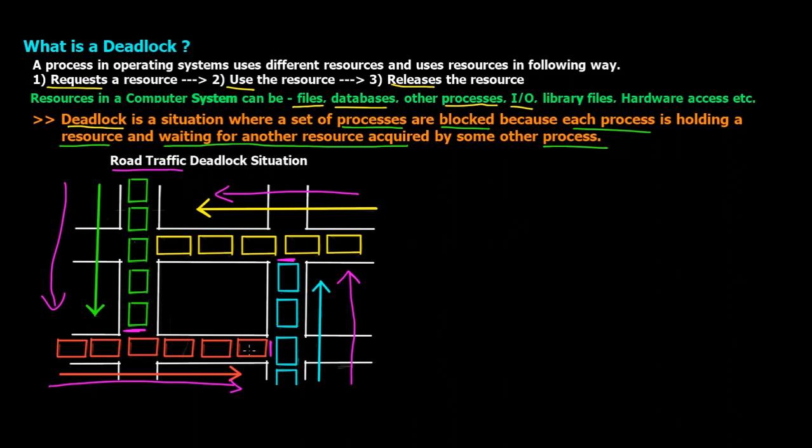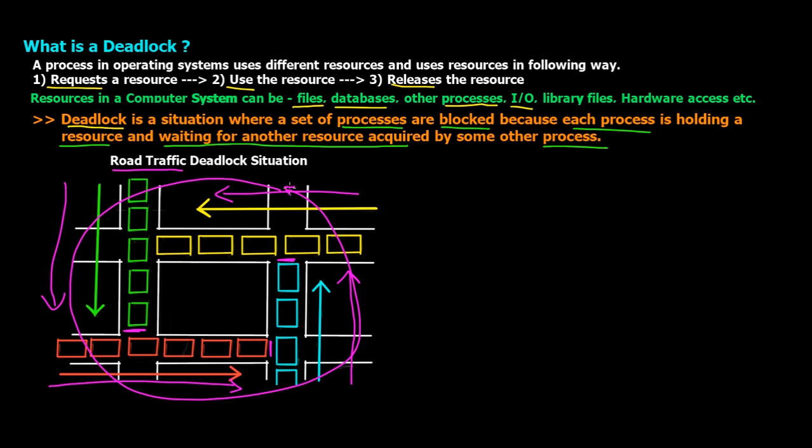Red ones cannot move ahead because they are blocked by blue. The blue ones cannot go ahead because of yellow, and yellow can't go ahead because of green. So basically this becomes a complete circular cycle where every car is waiting for another car to move ahead, but they cannot move ahead because they are indirectly blocking each other itself.